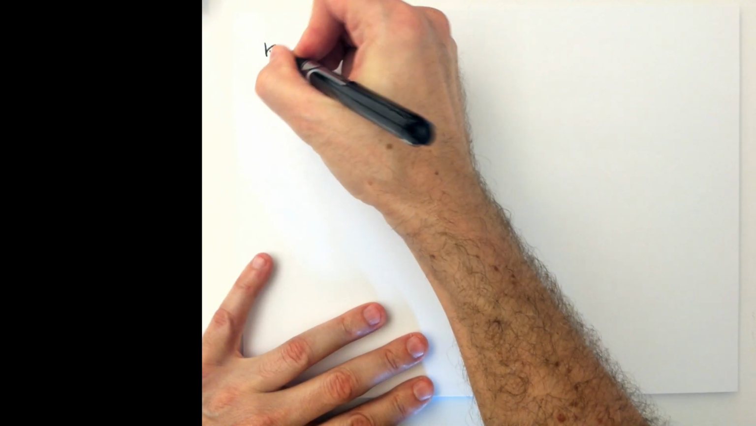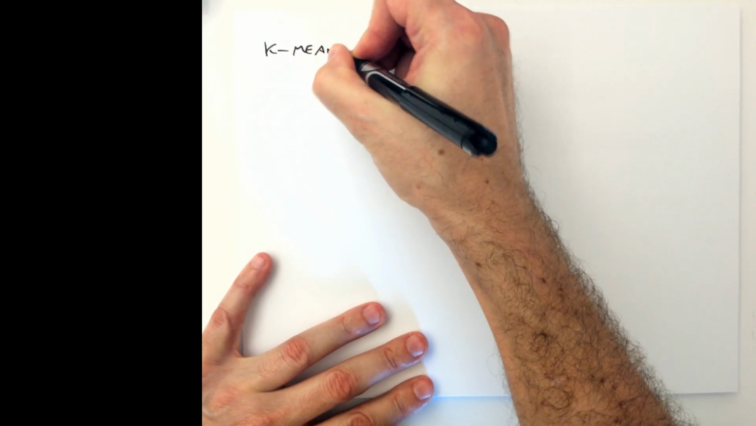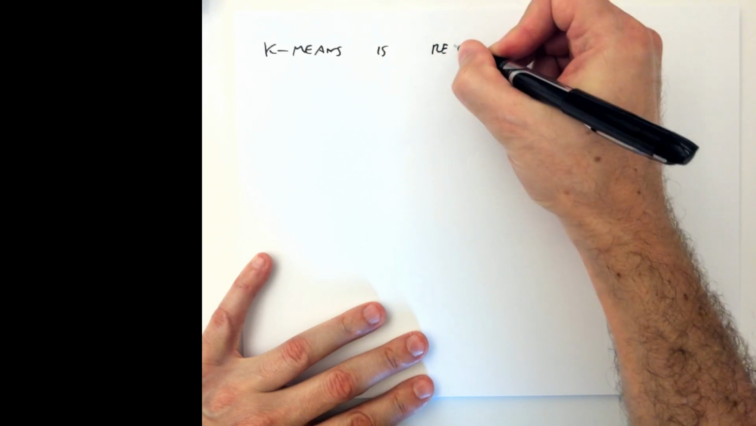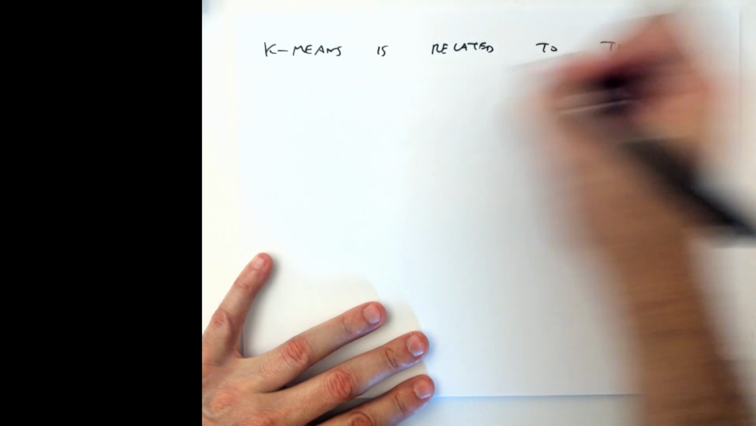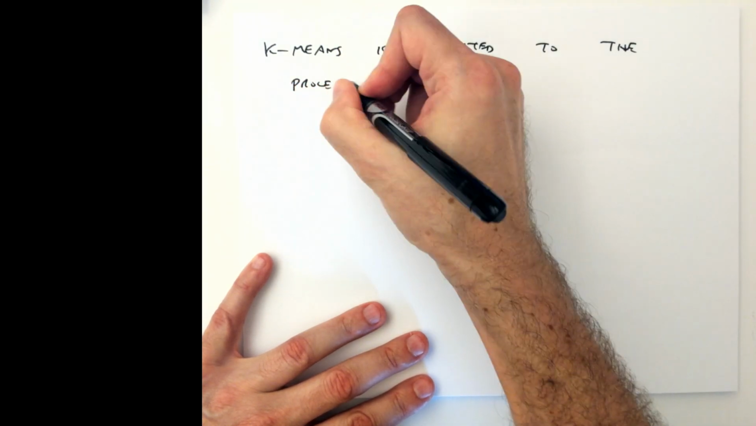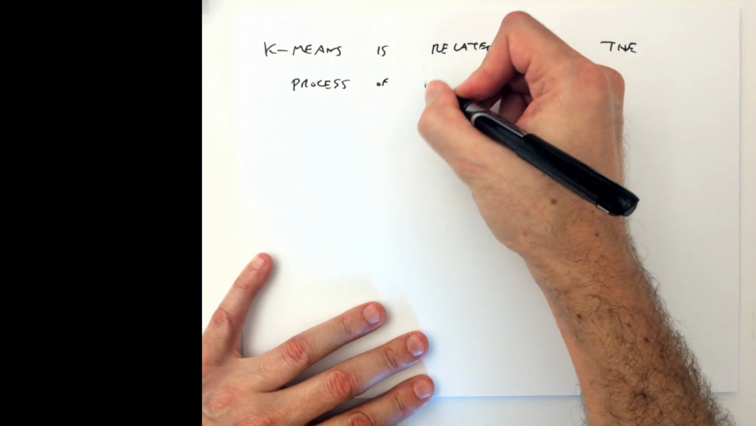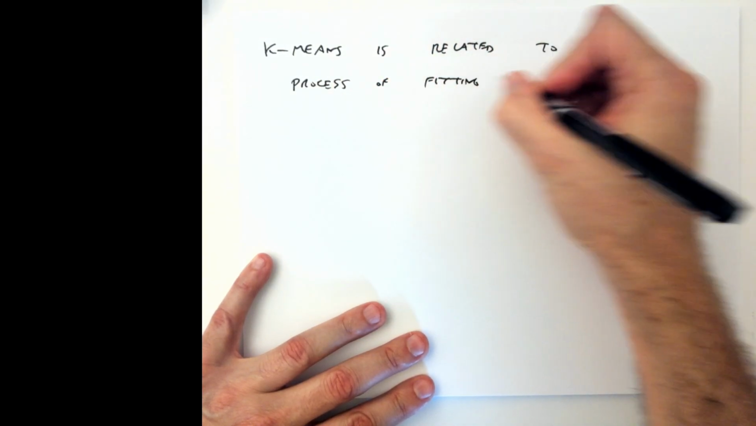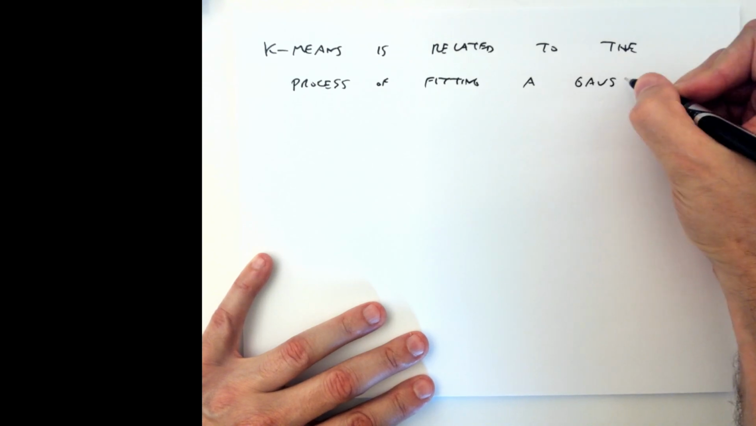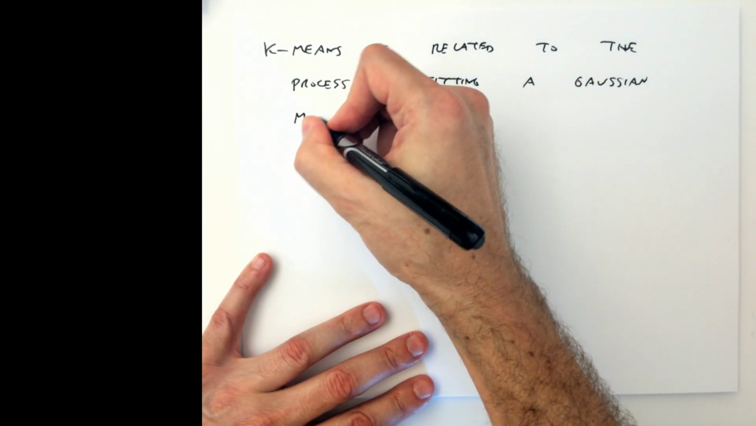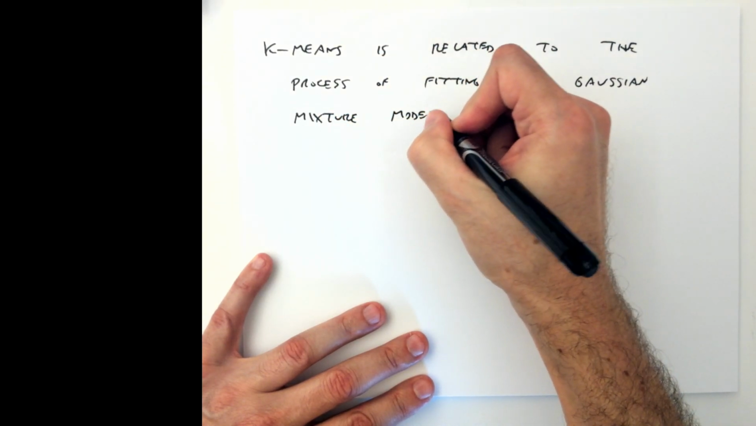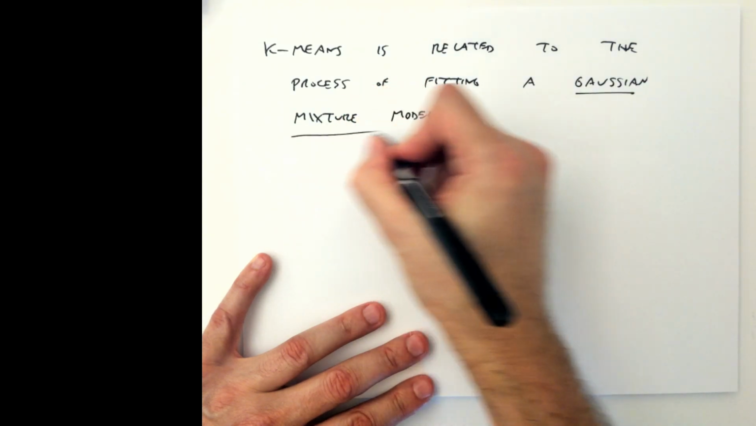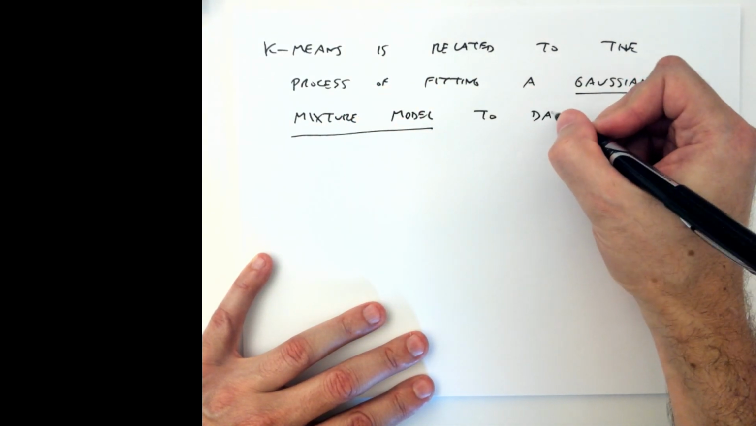So k-means is related to the process of fitting a Gaussian mixture model to data.